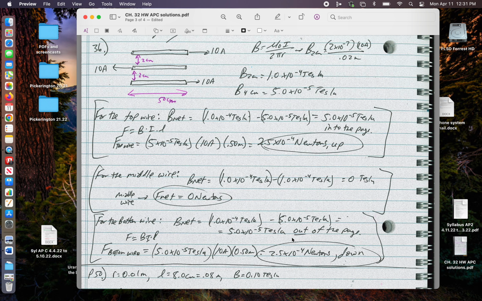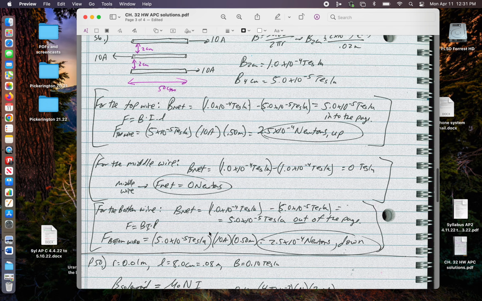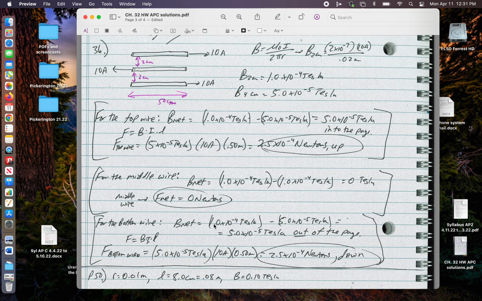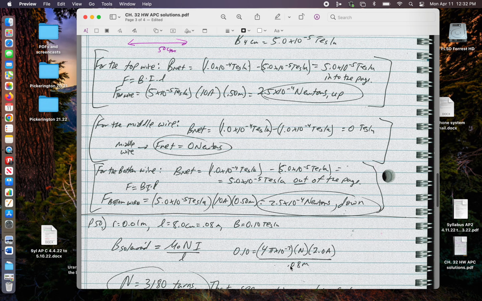The bottom wire is basically symmetrical with the top wire. Here we have, there's a little bit of oddness with that, but here we end up having a stronger field out of the page than into the page, because the middle wire is closer and that causes a field out of the page. The top wire causes a field into the page at this location at the bottom wire. So the net field is going out of the page, 5 times 10 to the negative 5th Tesla. So that would give us 2.5 times 10 to the negative 4th newtons downward.